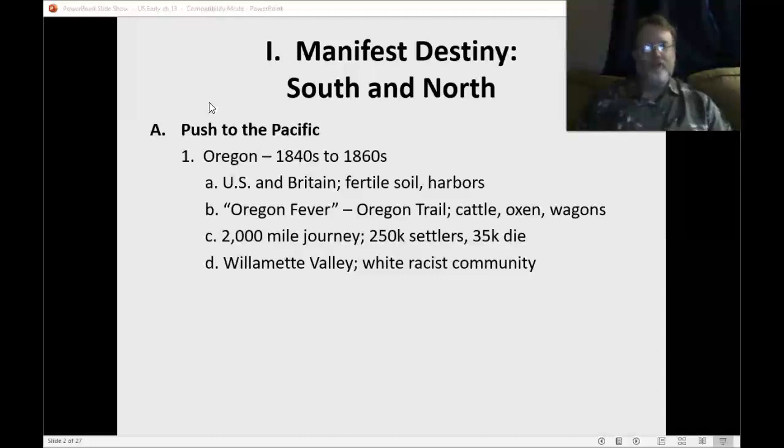Immediately it becomes a reflection of life back east. It becomes a racially discriminatory society, restricting all voting to white men and all land ownership to white men immediately. A reflection of the way life was back east.